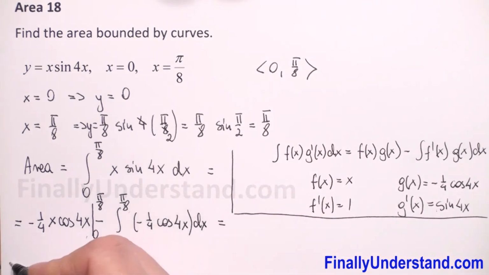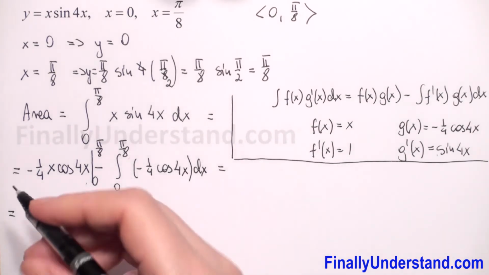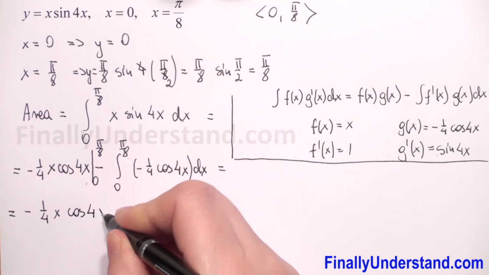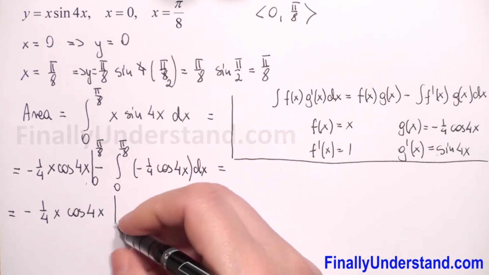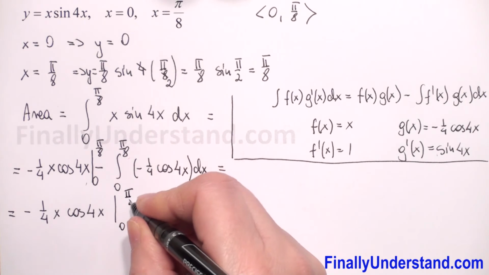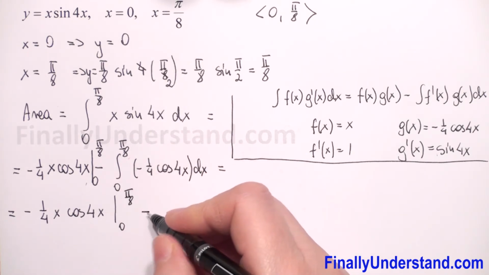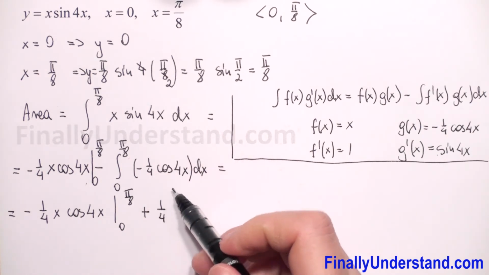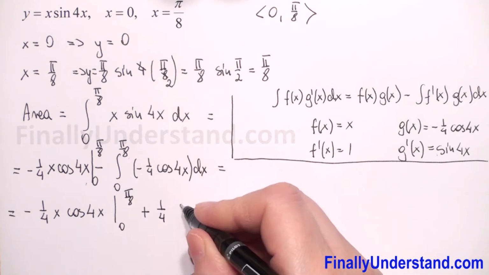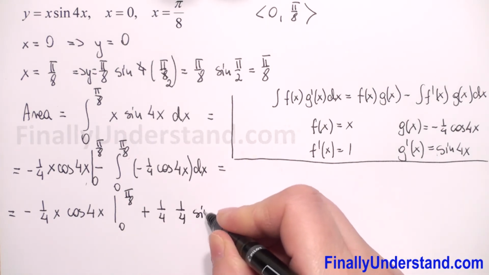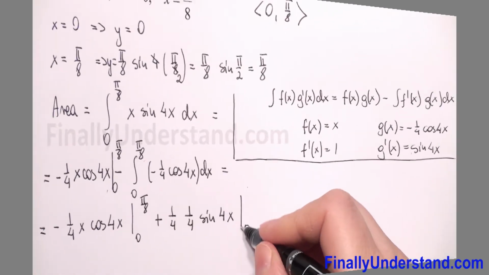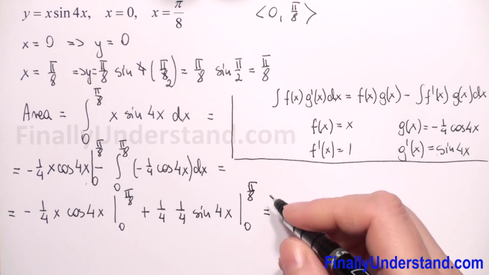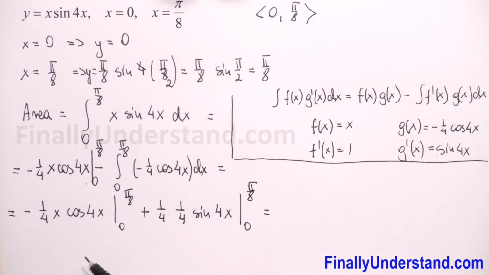So this is equal to, we will rewrite this, negative 1 over 4 x cosine of 4x, with integration limits from 0 to pi over 8. Negative and negative give me positive, 1 over 4 we will take before the integral symbol, and the integral of cosine of 4x is equal to 1 over 4 sine of 4x. Integration limits we have from 0 to pi over 8. So this is equal to, now we can plug in the integration limits.